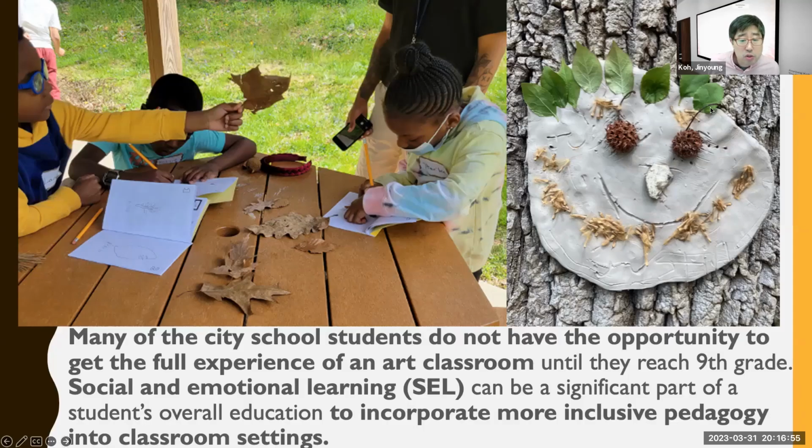Many of the city school students do not have the opportunity to get the full experiences of an art classroom until they reach ninth grade. Social emotional learning can be a significant part of a student's overall education to incorporate more inclusive pedagogy into classroom settings. For example, Newsong Academy had a limited budget to choose a music teacher or dance or art teacher, and they couldn't hire an art teacher in the school.